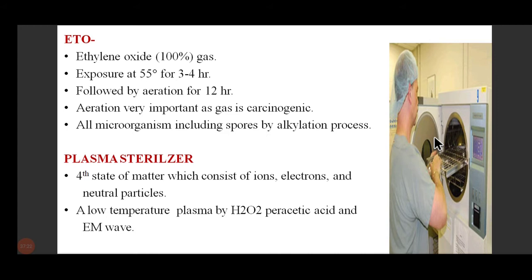Inside this ethylene oxide sterilizer, you will be exposing your product to a temperature of 55 degrees Celsius for 3 to 4 hours. Then you will leave it for normal air to pass through it for 12 hours. Aeration is very important because if you do not do this process, then this gas is carcinogenic. All microorganisms, including spores, are killed by an alkylation process.